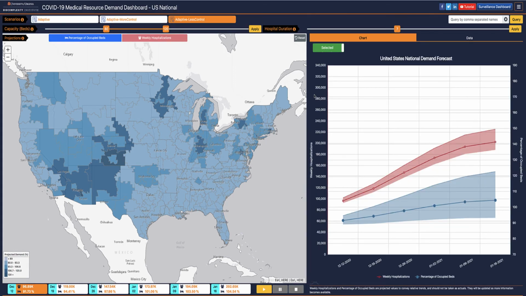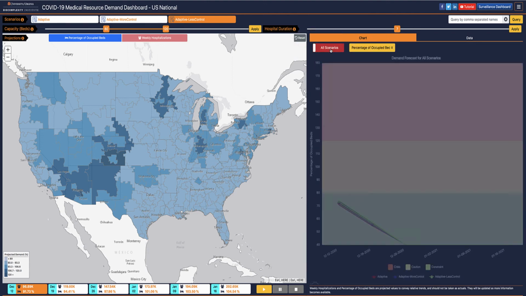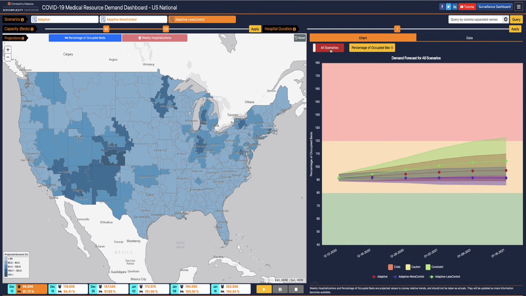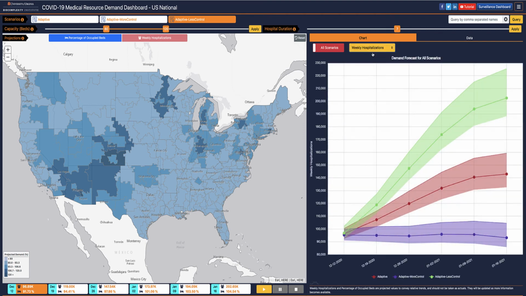You can also compare different scenarios on the chart by toggling between them. The percentage of occupied beds view plots graphs for all the scenarios against a backdrop that designates crisis mode based on the upper hospital capacity bound. The weekly hospitalizations graph shows how many people are projected to enter the hospital for the selected region for all scenarios.